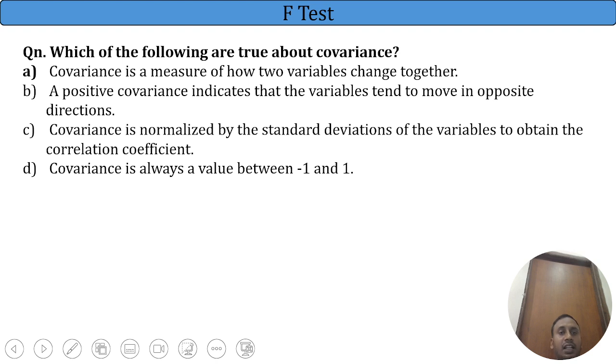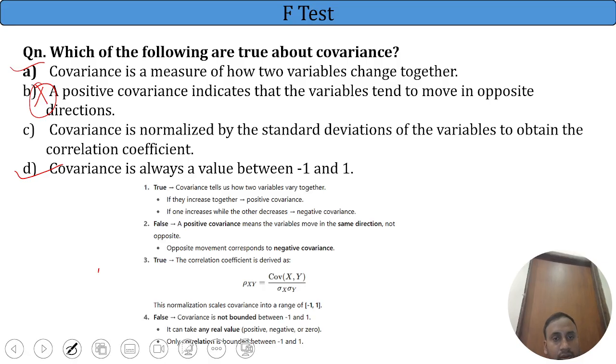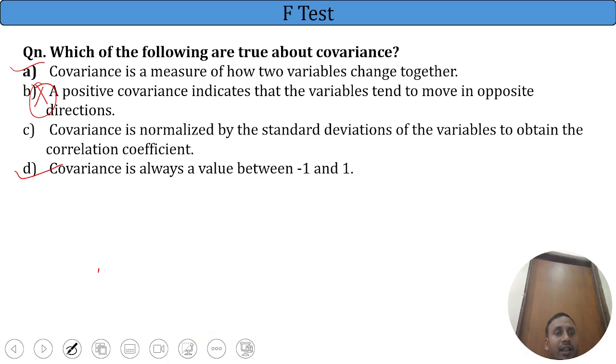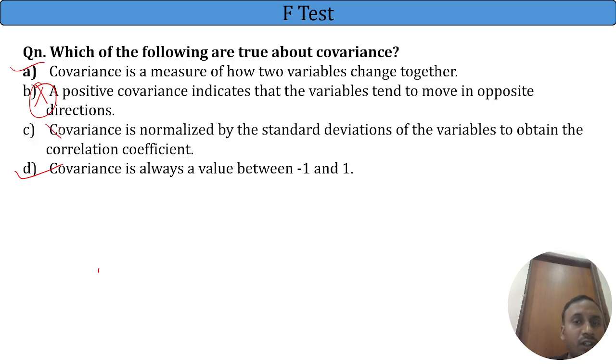Now we have the last question. Which of the following are true about the covariance? Covariance is always between minus 1 and plus 1. That can't be it. Covariance is a measure of how variables change together. This also can't be, because we are not talking about the correlation only. Is it clear?